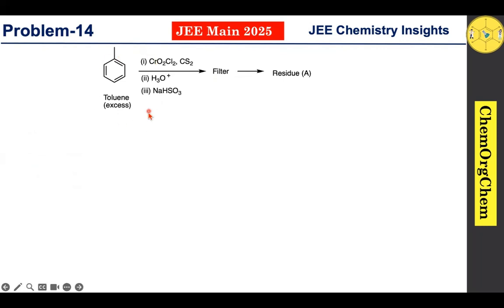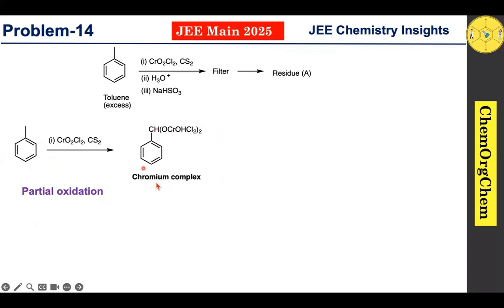First, write down the question. Here toluene reacts with chromyl chloride in the first step. Here carbon disulfide acts as a solvent. So this reaction is an oxidation reaction, more particularly a partial oxidation. Here this methyl group reacts with chromyl chloride, which produces this chromium complex as an intermediate. This chromium complex now undergoes hydrolysis, which produces benzaldehyde as a product. This reaction is known as the Etard reaction.